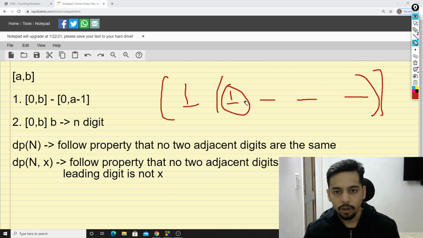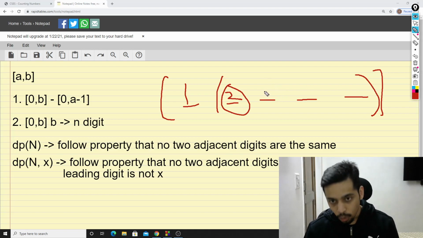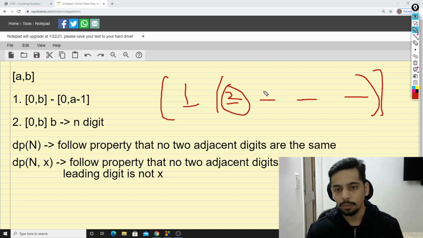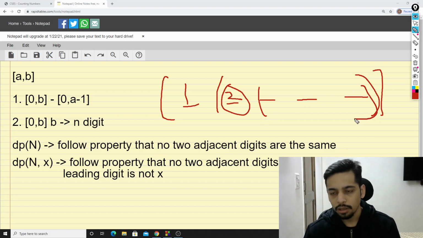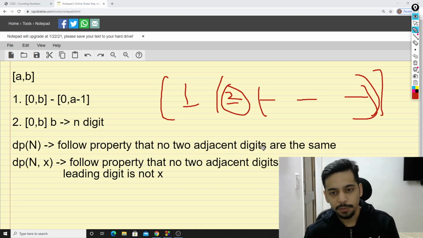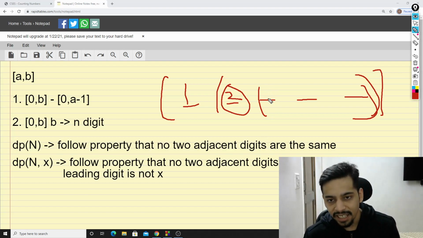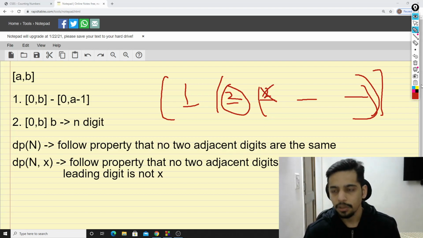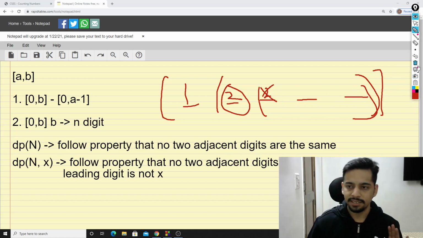Similarly, you cannot put in a 1 here for sure, but you can put in a 2 here or a 0 here. Let's say you put in a 2 here. Then you need to find out how many n minus 2 digit numbers exist that follow this given property of no two adjacent digits being the same, given that this leading digit here is not 2. Okay, that's the basic idea of DP n,x.